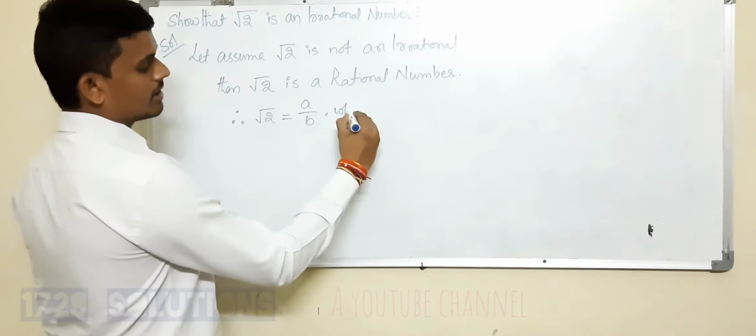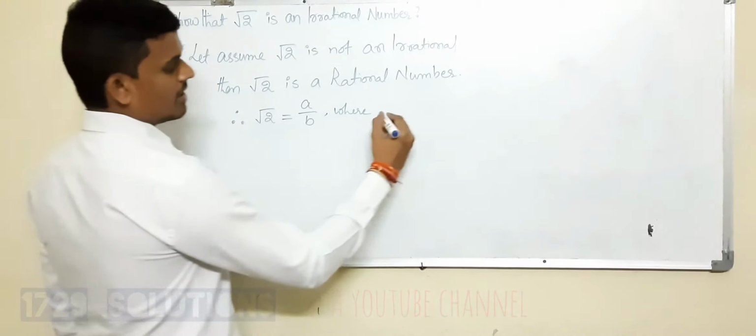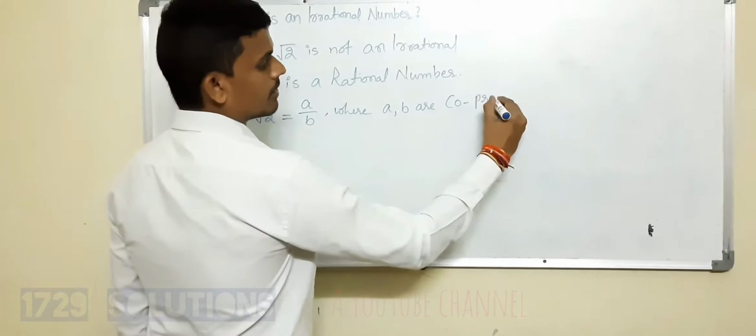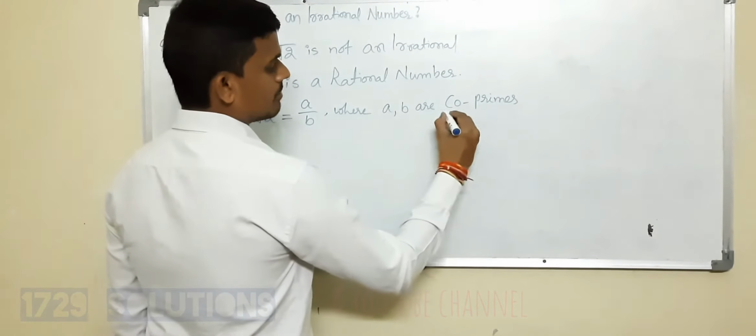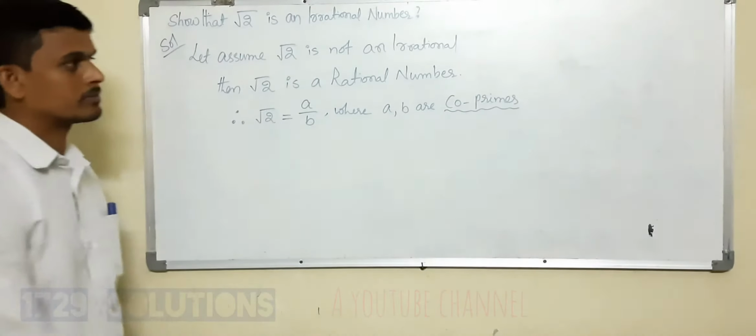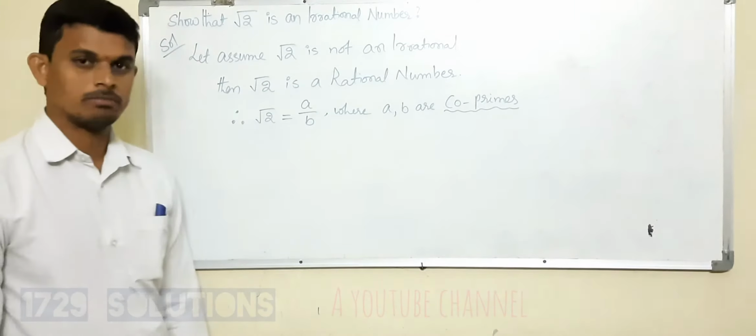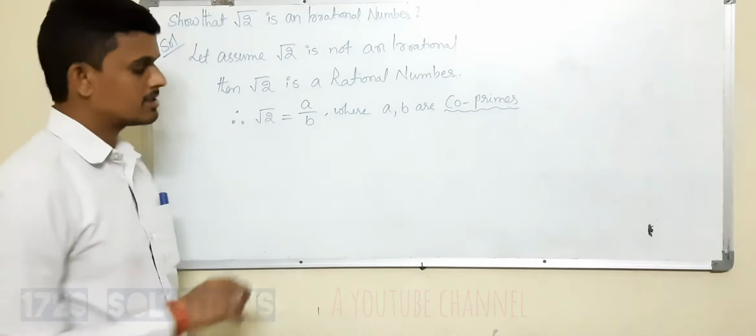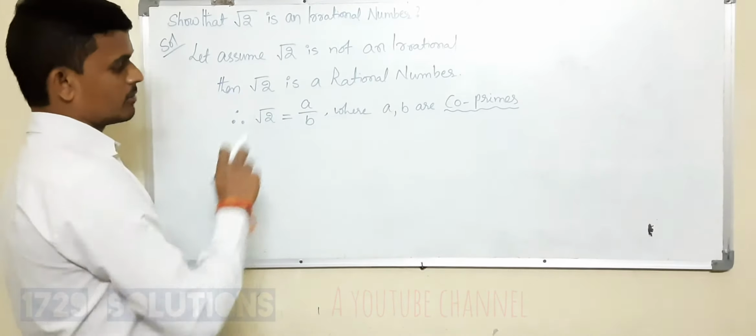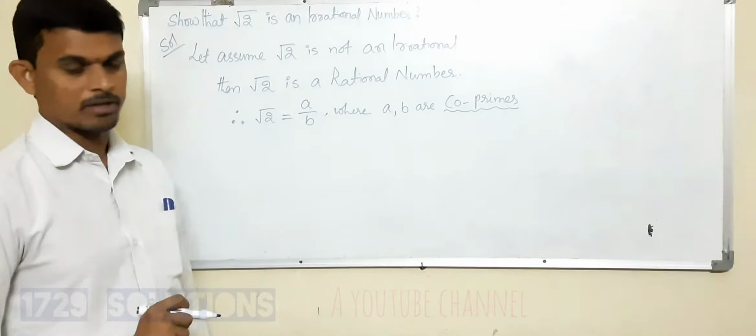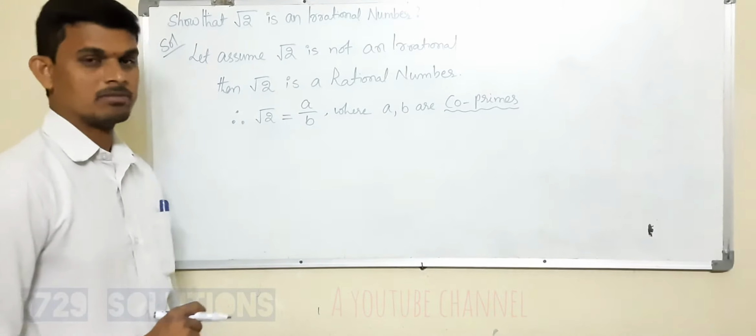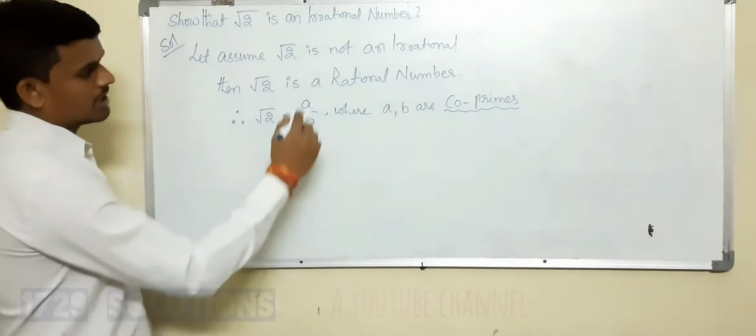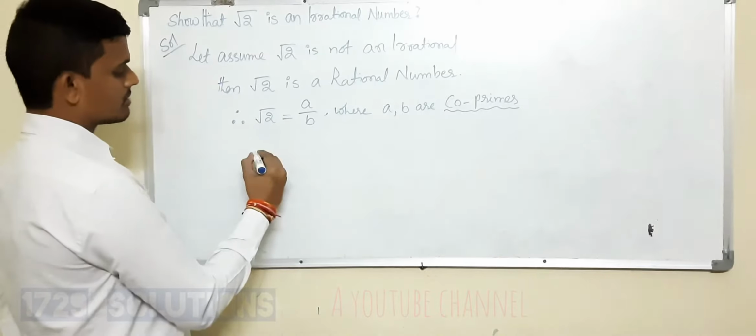Very important here, we need to mention what a and b are, where a and b are co-primes. This word is very important to prove our theorem. So it should be co-primes. We already know that in a rational number a and b are integers, b not equal to 0, and one more special case is that a and b are co-primes. You already know the meaning of co-primes: co-primes is nothing but HCF is 1.